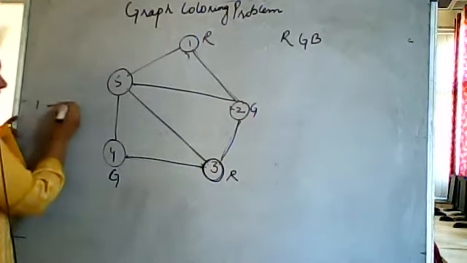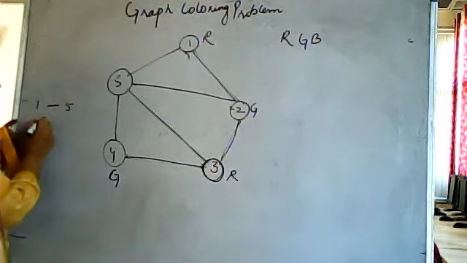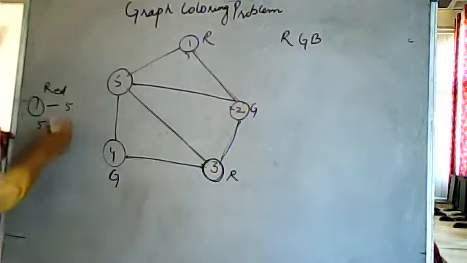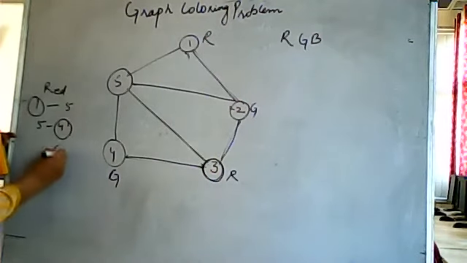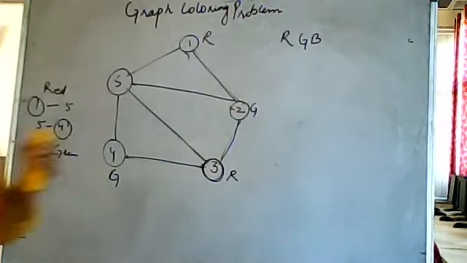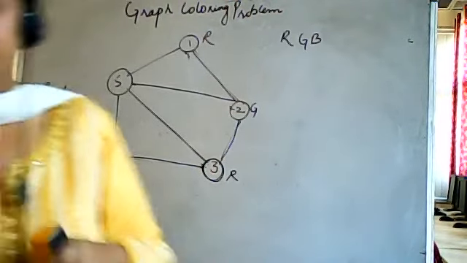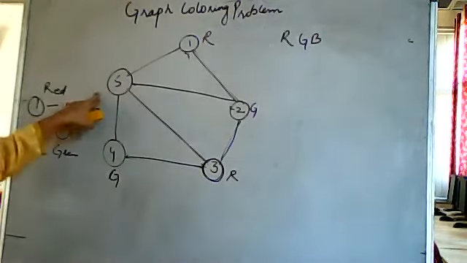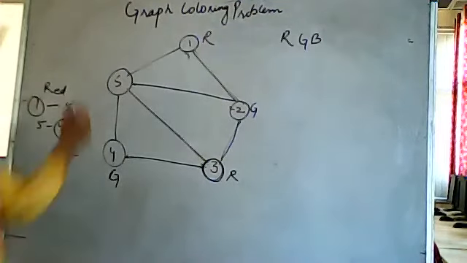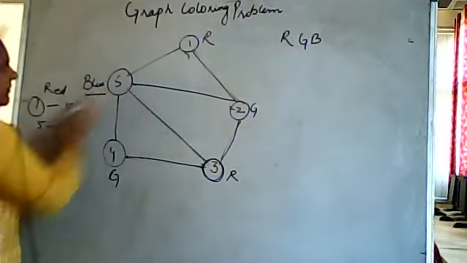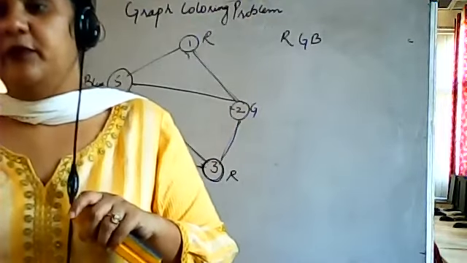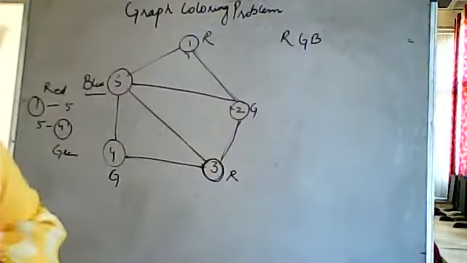Now see, 1 is connected to 5, and 5 is also connected to 4. Now it's the turn of vertex number 5. What is the color of node 1? That is red. Here it is, which color? Green. So we can neither paint vertex 5 with red nor with green color. So we have a third option, that is blue. That means the minimum number of colors required to paint this graph is 3.